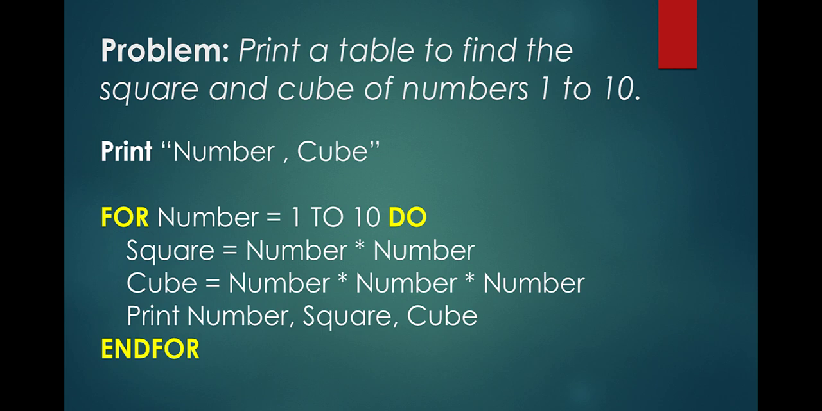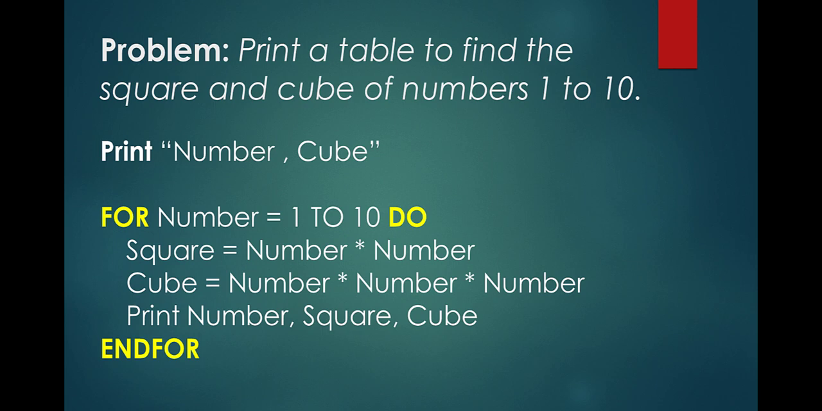Next, you're going to move on to the second statement, which is a number times a number times a number. So that'll be 1 times 1 times 1, and that would be assigned to cube. Then the third statement within the for loop will print the number, it will print the square, and it will print the cube. So at that point we should have 1 1 1.